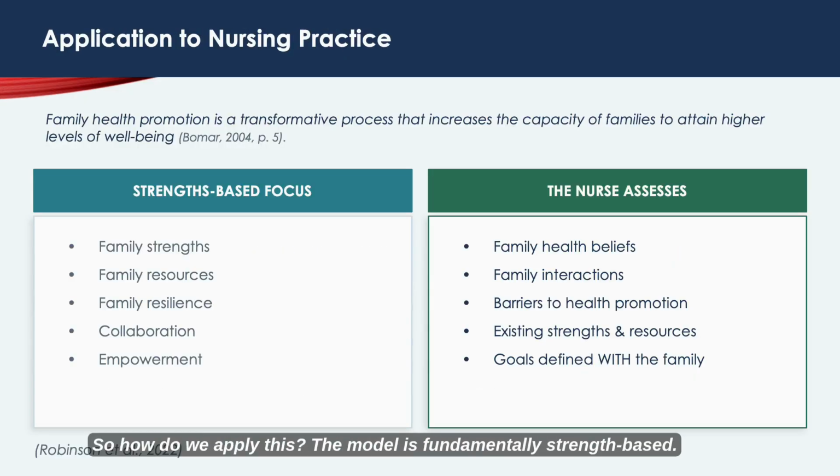So how do we apply this? The model is fundamentally strength-based. Rather than focusing on what's wrong, the nurses focus on the family's strengths, resources, and resilience, working in collaboration to empower the family. The nurse's role is to assess the family's health beliefs, their interactions, the barriers they face, and the strengths they already have, and then to set goals with the family, not for them.